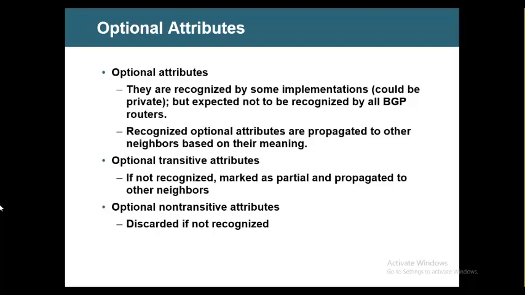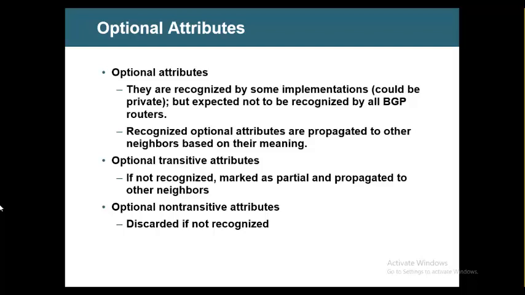Optional non-transitive attributes are discarded if not recognized. Okay, optional transitive is an attribute that may be present. If it is present, it is considered a complete update. If it is not present, it is considered partial.